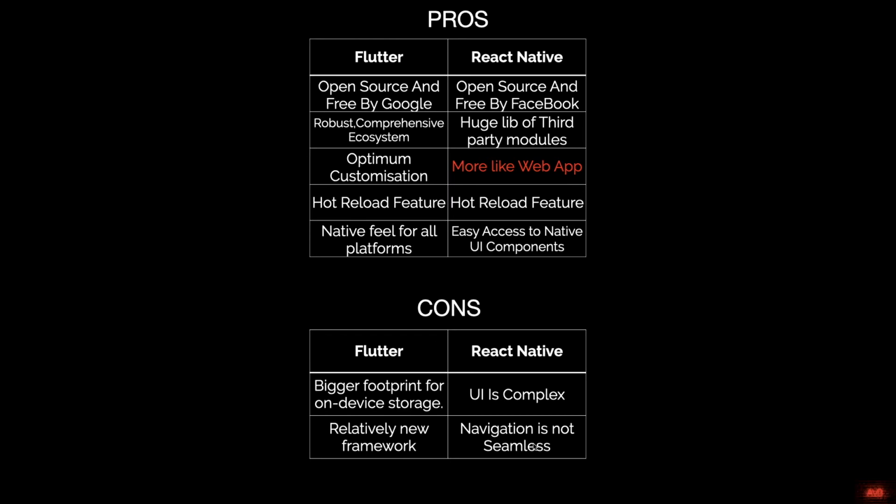Here the difference is that React Native has been around for quite a long time and it has a huge library of modules. But React is more like a web app, in the building process. And another difference to note here is Flutter was made by Google and React Native was made by Facebook. Both have their own cons too. Flutter uses more space, that's one part where it lacks. React Native is very complex and the navigation is not seamless. Those are the things which I found on the web.